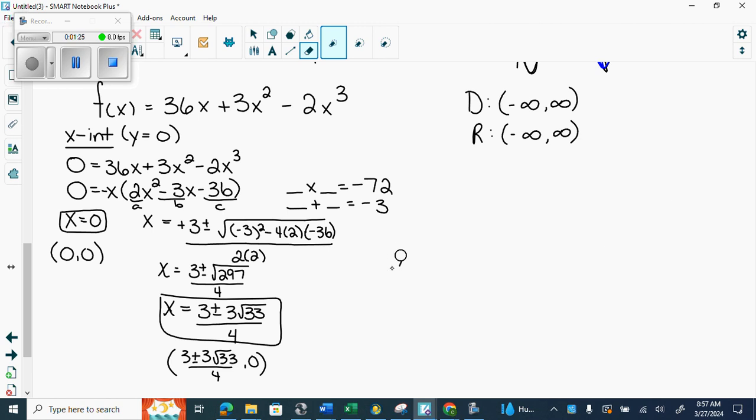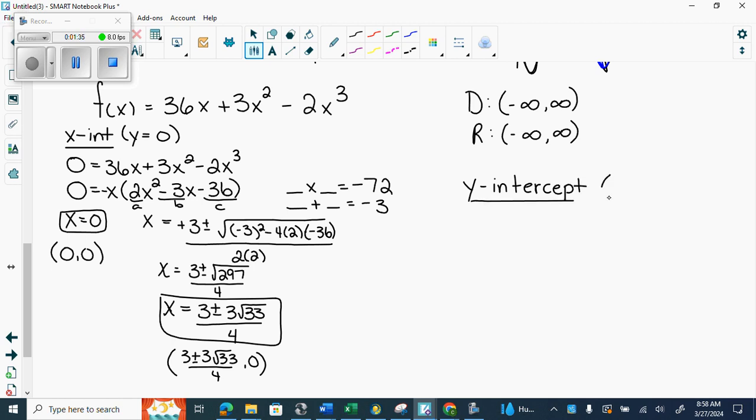All right. So we want a y-intercept. I wouldn't show you something you can't do. Okay. So our y-intercept, x equals 0. So we get f of 0.